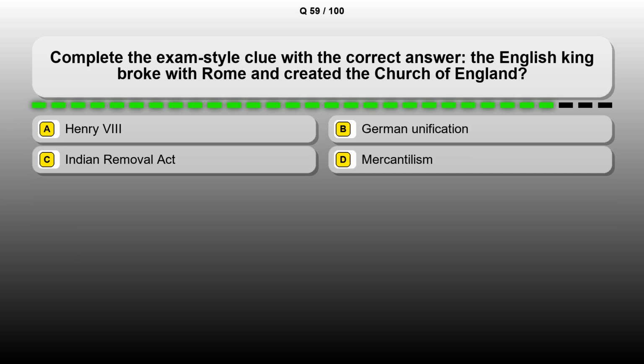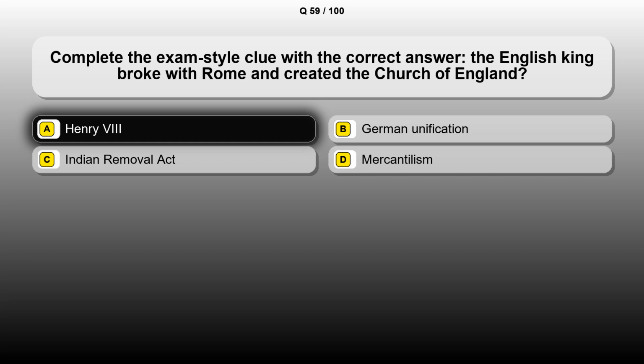Question 59. Complete the exam-style clue with the correct answer. The English king broke with Rome and created the Church of England? Option A, Henry VIII. Option B, German unification. Option C, Indian Removal Act. Option D, mercantilism.